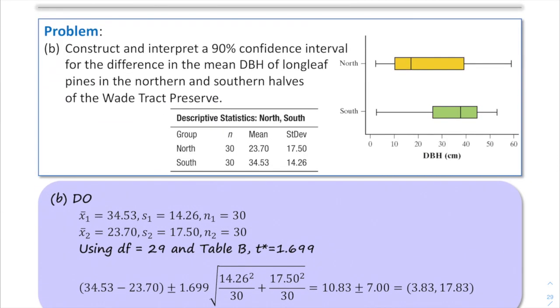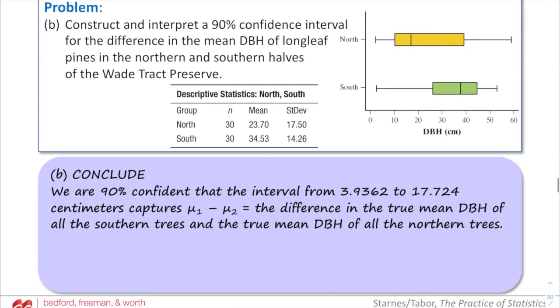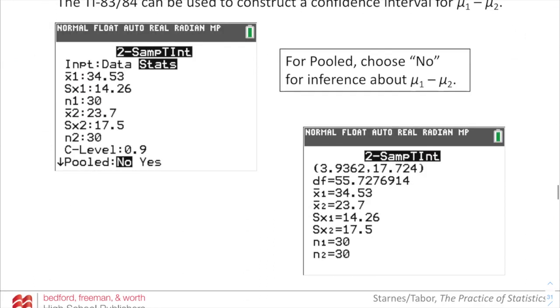All right, so here we go again. If you do it by hand, degrees of freedom are 29. So here's our critical value. And so here is our interval. So then we make our concluding statement. We are 90% confident that the interval from 3.9362 to 17.724 centimeters captures the difference in the true mean DBH of all southern trees and the true mean DBH of all the northern trees.